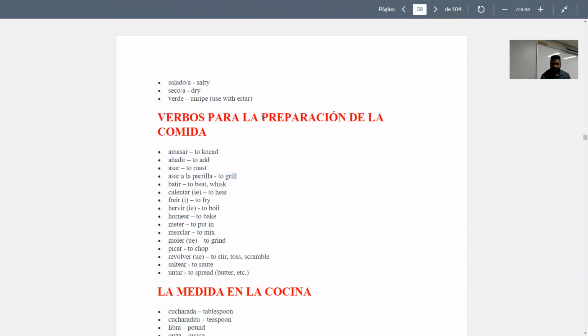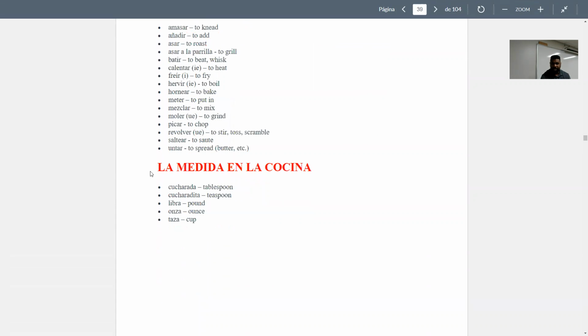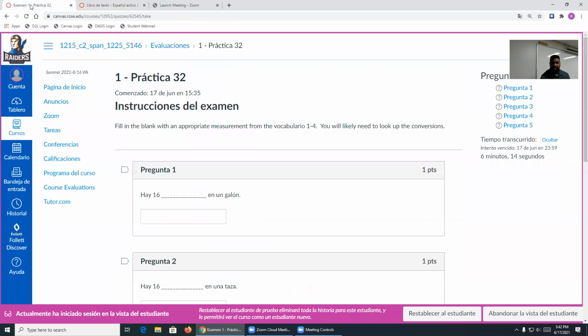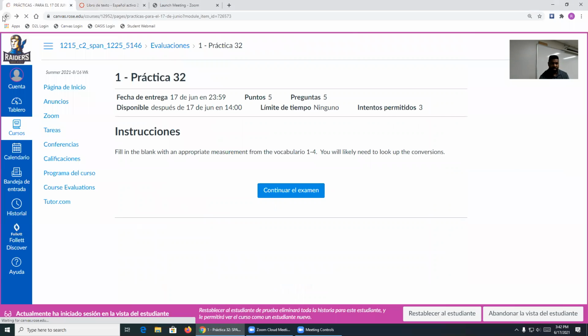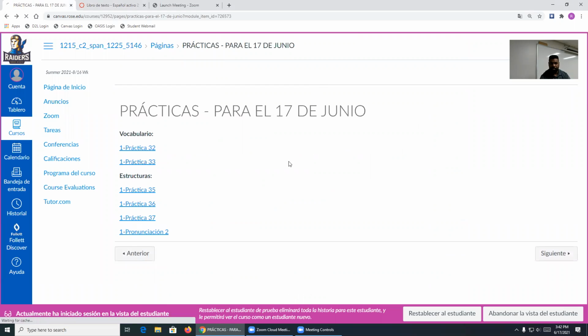So we have preparación en la comida. Here we are. Medida en la cocina. These are the palabras that you'll need mainly for that activity. Okay. So that's práctica 32. It's part of the evaluación, or not part of the evaluation, just a homework assignment.